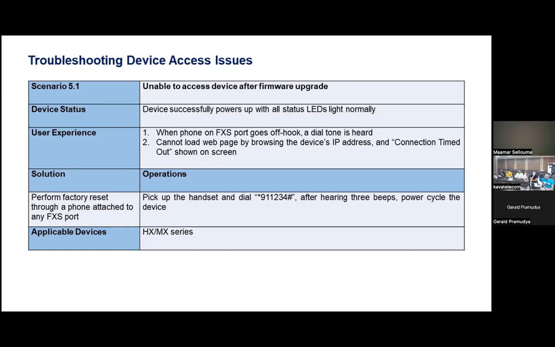The solution we provide here is to simply perform a factory reset using the FXS port. You can dial asterisk 91 1234 pound sign, then hear the beep sound 3 times. After that, you need to power cycle the device. Also, for the HX4G, you can use the finder tool.